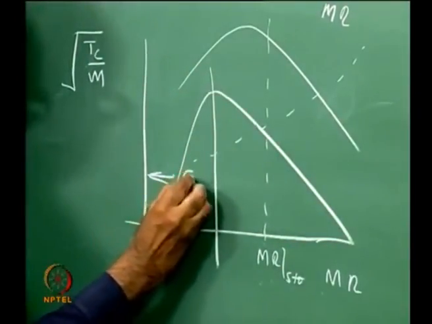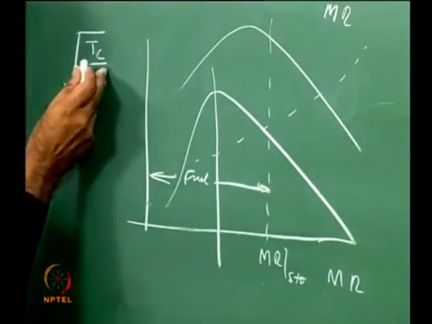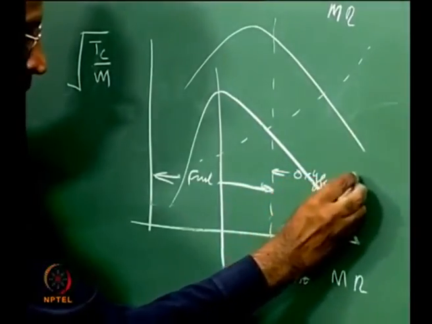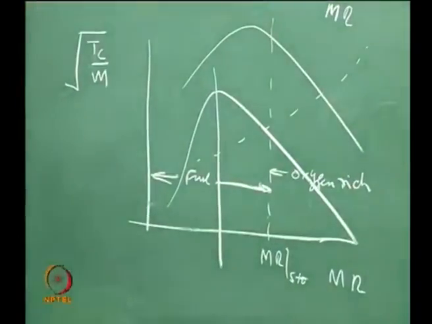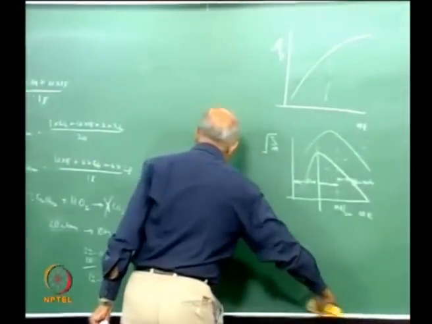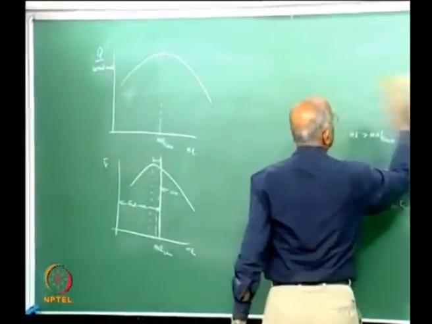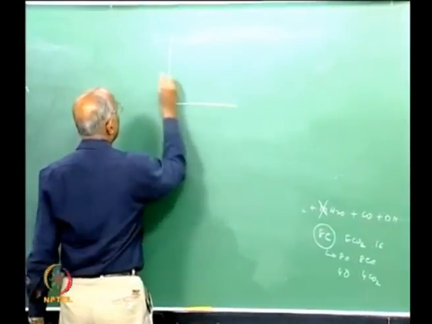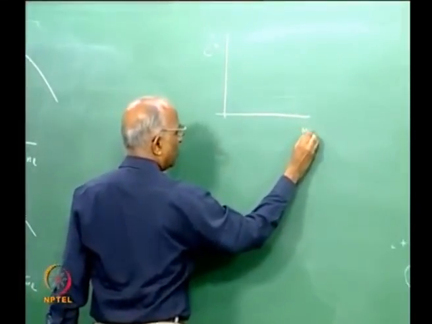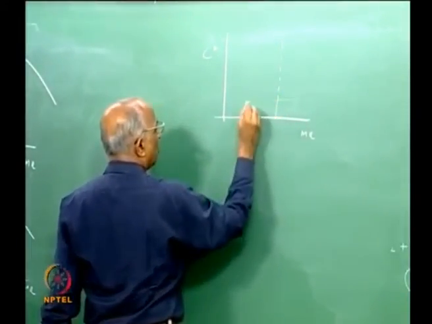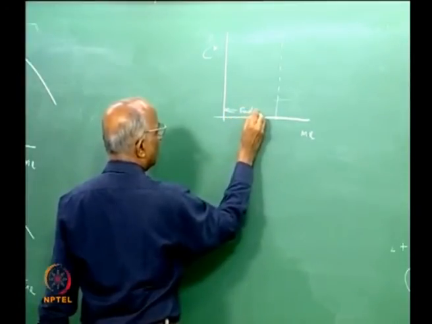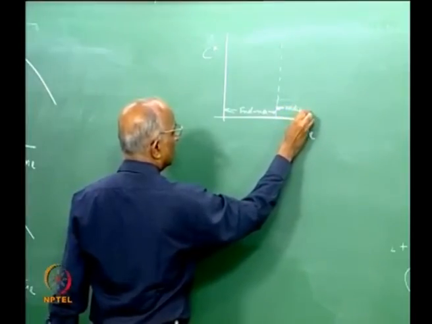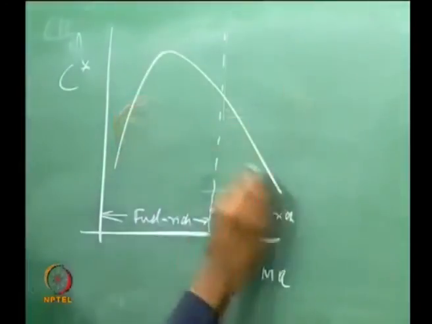That means in my fuel rich region I will have a higher value of C star compared to stoichiometry and in the oxygen rich region. Let me replot this figure because this is something which is important. The value of C star plotted as a function of mixture ratio, and this is the stoichiometric mixture ratio. We are considering fuel rich and oxidizer rich. It will be maximum on the fuel rich side.